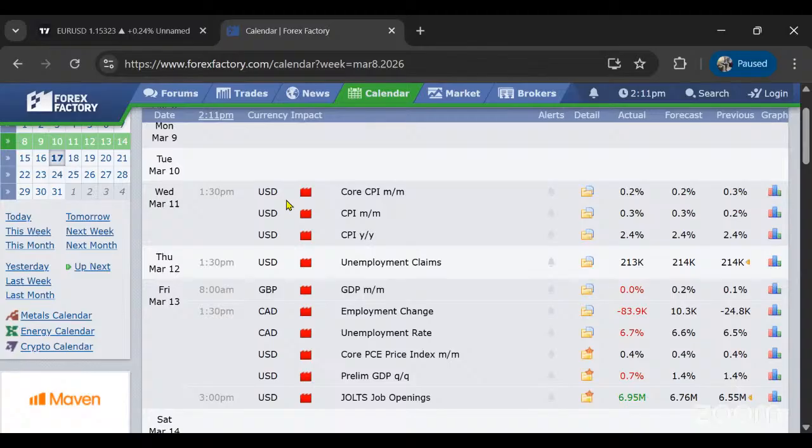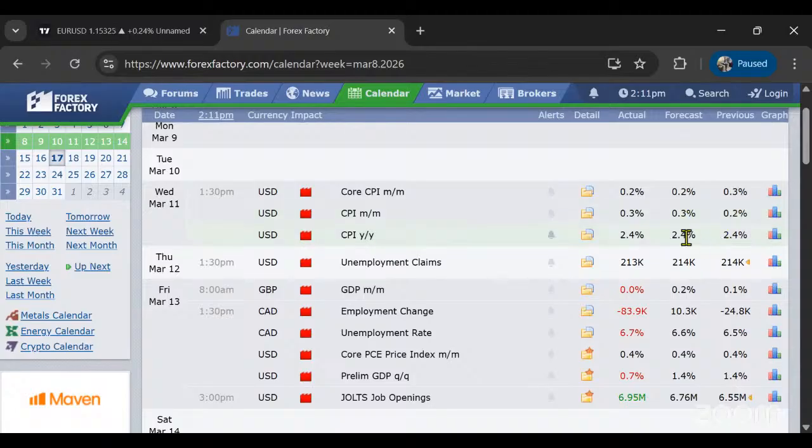Core CPI. They released CPI news by 1:30 Wednesday March 11th. Now when they want to release this news, they are going to give you the previous, that's the previous points that the market gave, the previous percentage that happened in the Forex and the fundamental trade analysis. As you can see, 0.3, 0.2%, 2.4%. So this is what happened the last time they dropped this news.